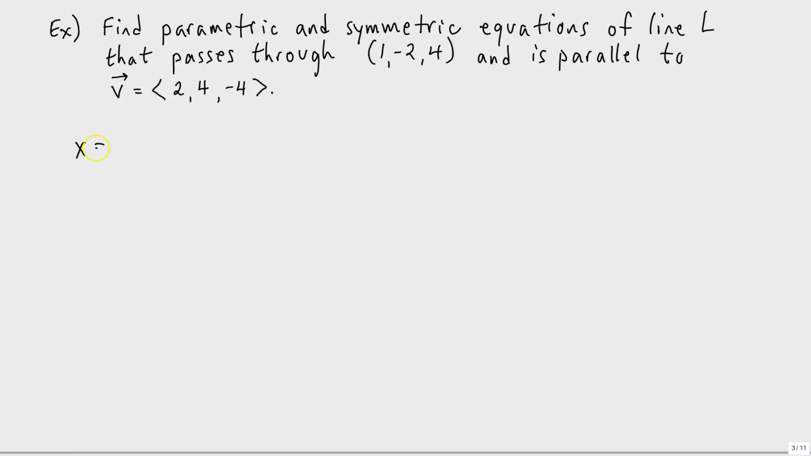So x will be x1. So x1 is right there. This is y1, and this is z1, because that's the point that's definitely on our line. So it's going to be 1 plus at, and then the y-coordinate of any point on our line is going to be y1 plus bt, and z is going to be z1 plus ct.